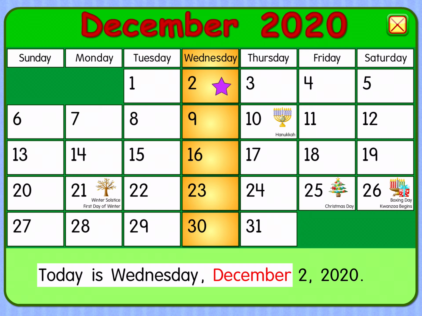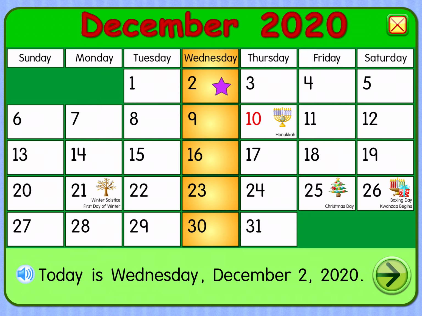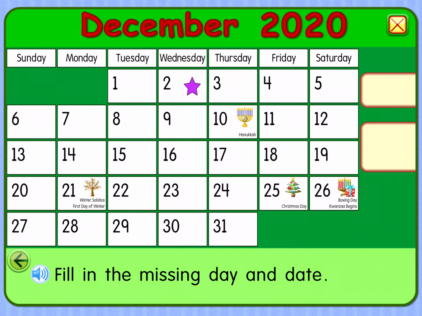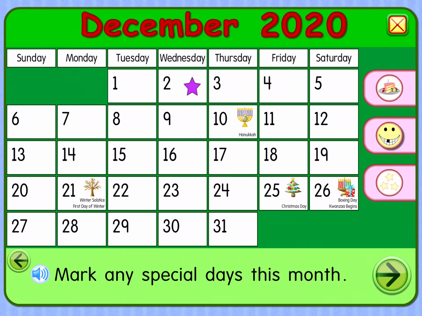What day of the week is it today? Great job. Today is Wednesday, December 2nd, 2020. Hanukkah, winter solstice, first day of winter, Boxing Day, Kwanzaa begins, Christmas Day. Second Wednesday, great.